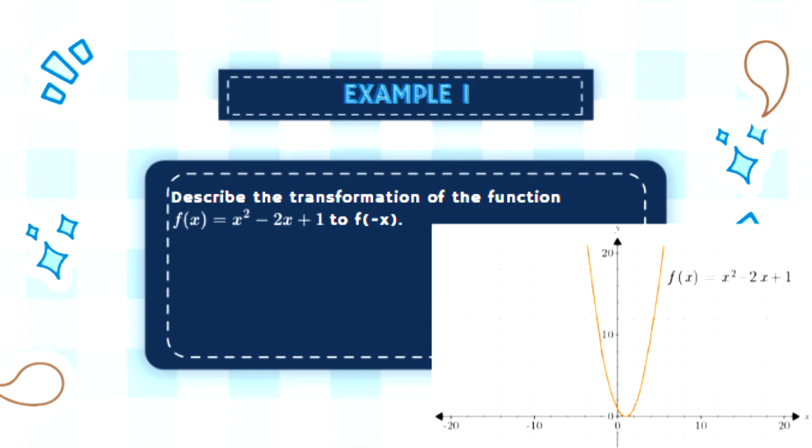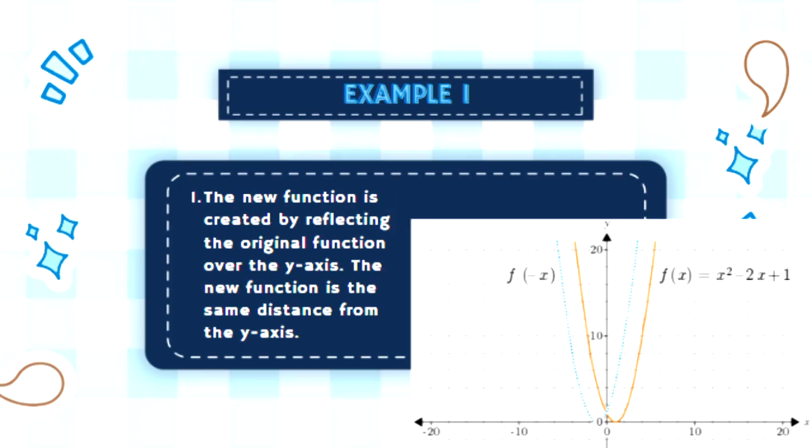Describe the transformation of the function f of x is equal to x squared minus 2x plus 1 to f of -x. Okay, so it just wants us to describe it. So number 1, the new function is created by reflecting the original function over the y-axis. We're flipping it over the y-axis.